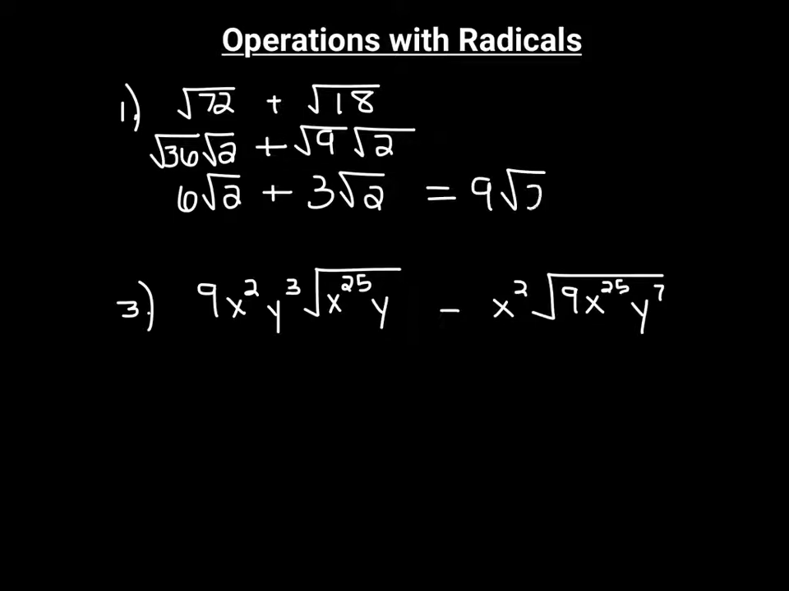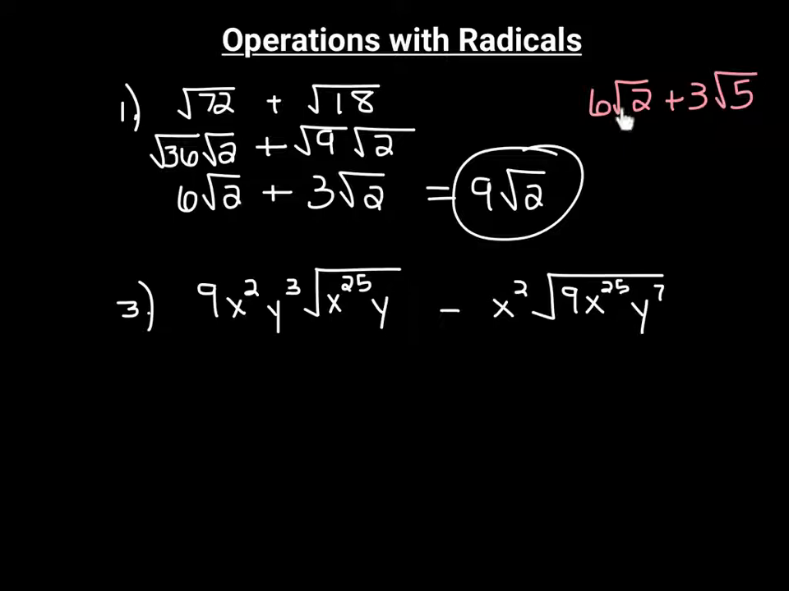And I just want to point out, if you did wind up with something different under your radicals, like let's say we wound up with 6 radical 2 plus 3, let's say instead, radical 5, well, since these do not say the same thing under the radical, this would just be your answer. Okay, you can't combine them, so this would be your answer. But that's not the case, so let's erase that to get it out of there.